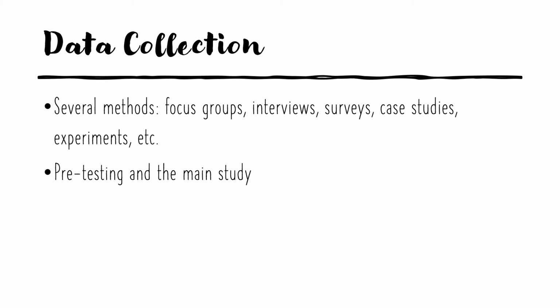The process of collecting data often has 2 phases: pre-testing and the main study. The pre-testing phase is conducted using a small subsample. This is done to determine whether the main data collection procedure is going to be appropriate or not.